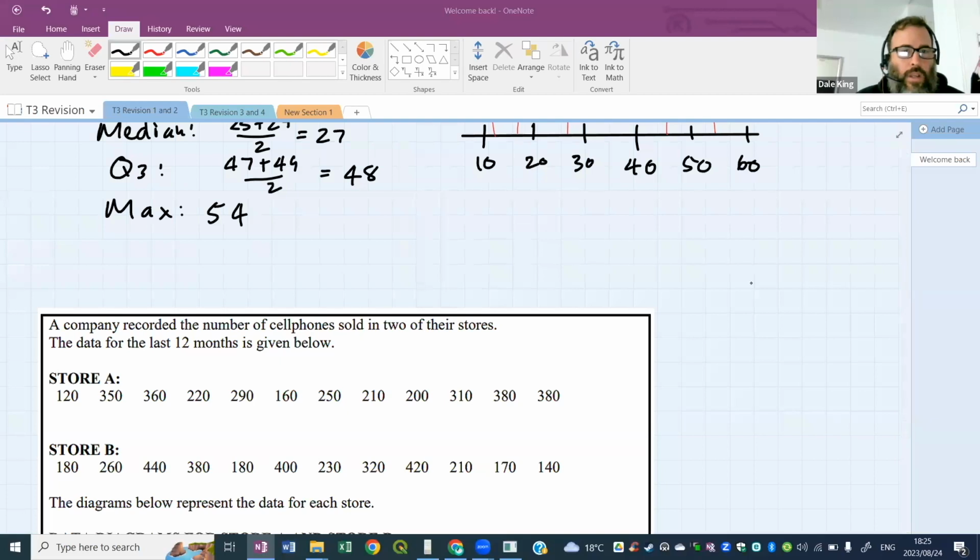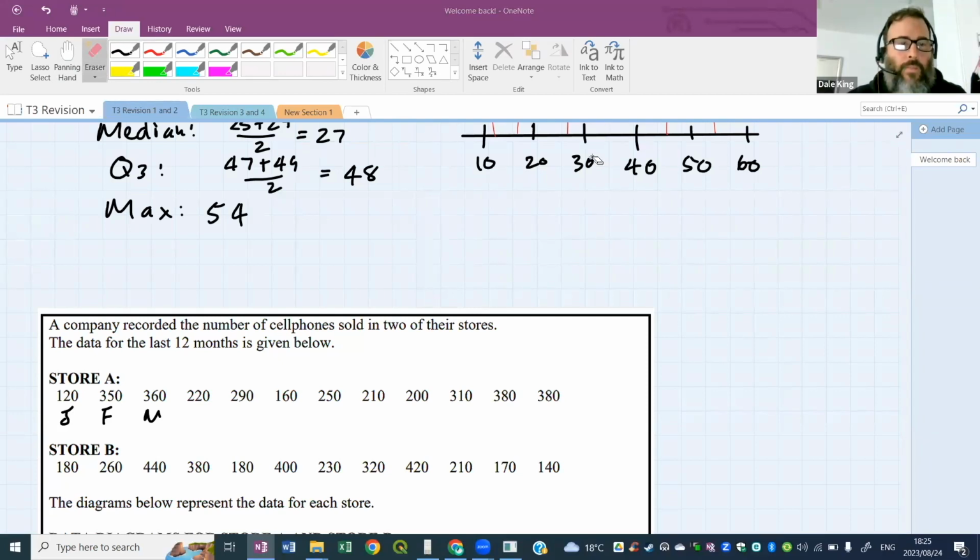A company recorded the number of cell phones sold in two of their stores. This is actual work that gets done: data analysis on company sales. The data for the last 12 months is given below. There's store A, 12 months' worth of data, for example January, February, March, and so on. 120 cell phones in January, 350 in February, 360 in March, and so on. 12 months for store A, 12 months of sales for store B. It's all there.